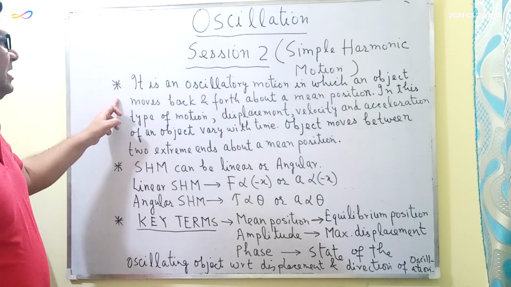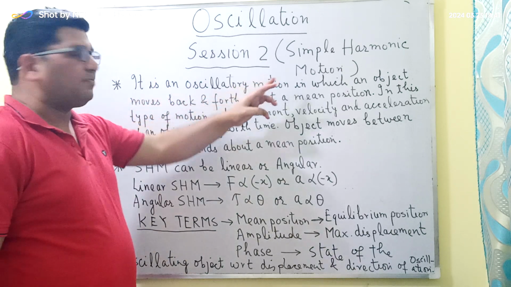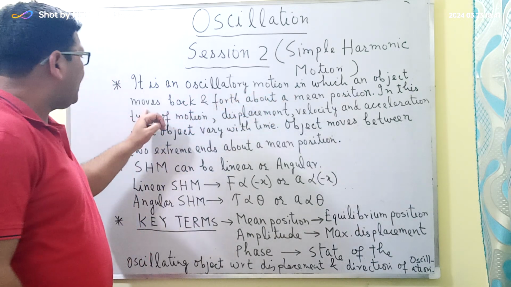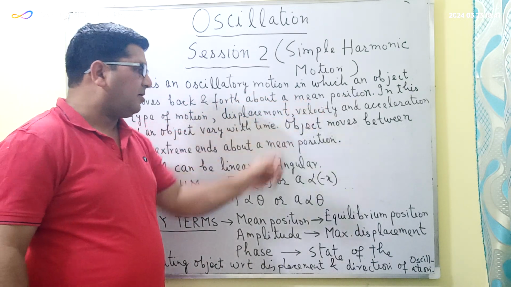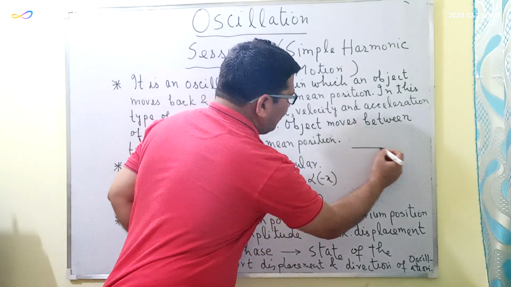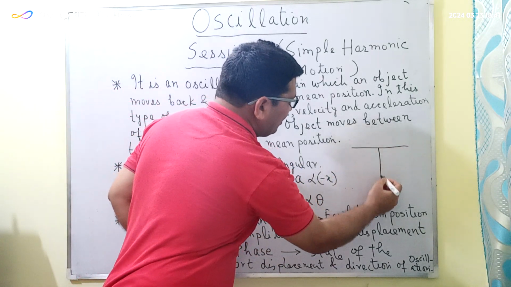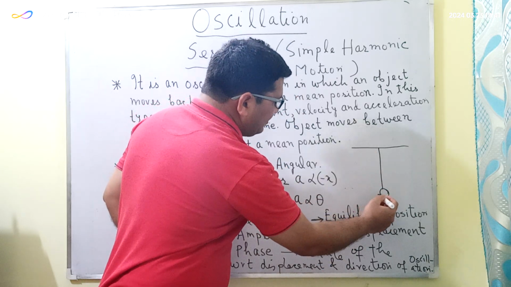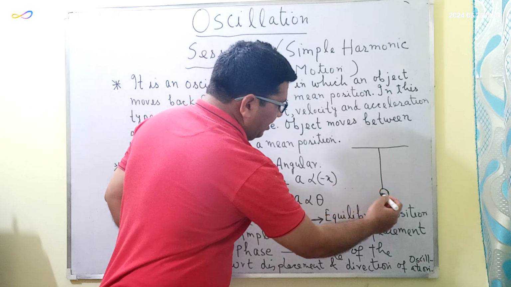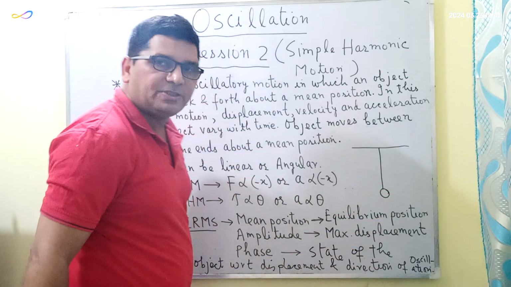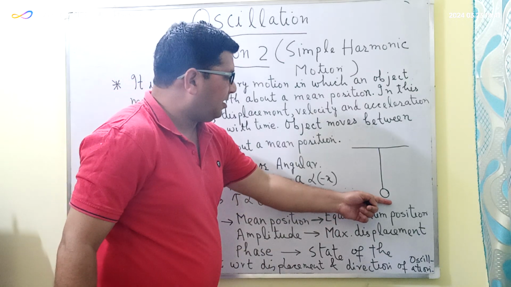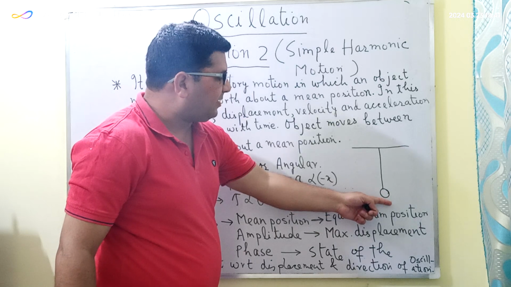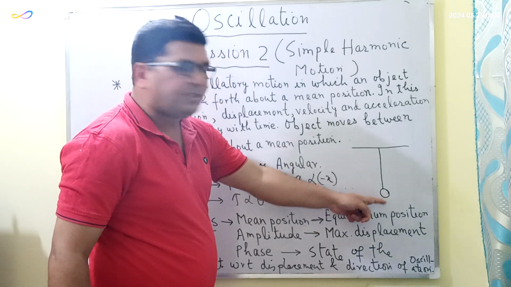The first point is the definition of simple harmonic motion, which states that it is an oscillatory motion in which an object moves back and forth about a mean position. A very good example of it is a pendulum. If I displace it from its mean position... What is the mean position? The mean position can also be termed as the position of equilibrium, and at this position the net force acting on this object is 0.